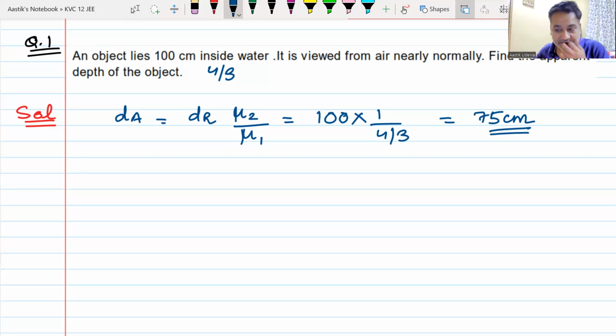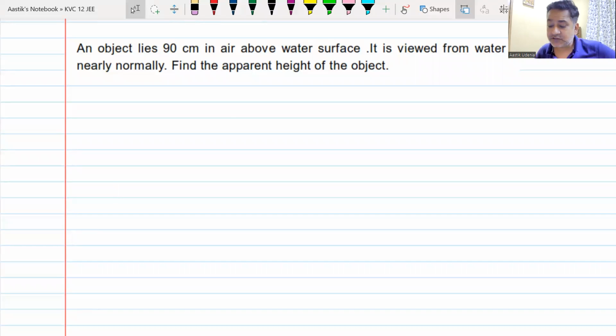Now, let us solve this one. And in this, the case has been, I think, reversed. An object lies 90 centimeters in air above the water surface. It is viewed from water normally. What is the apparent height of the object?